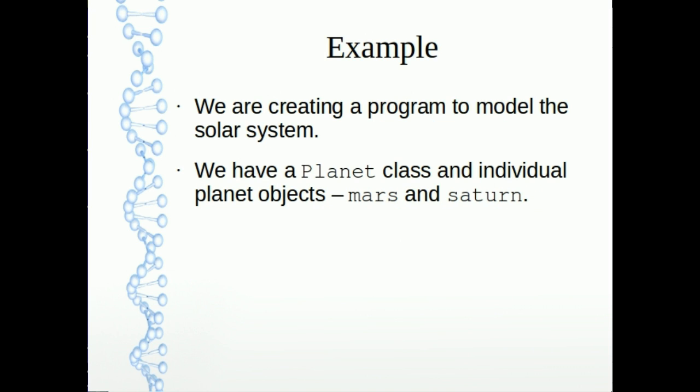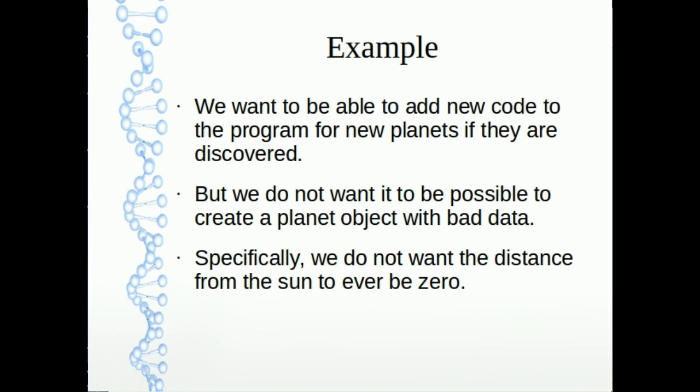Now we will look at an example of when we might want to use encapsulation. In this example, we are creating a program to model the solar system. We have a planet class and individual planet objects, for example Mars and Saturn. We want to be able to add new code to the program for new planets if they are discovered, but we do not want it to be possible to create a planet object with bad data. Specifically, we do not want the distance from the Sun to ever be 0.